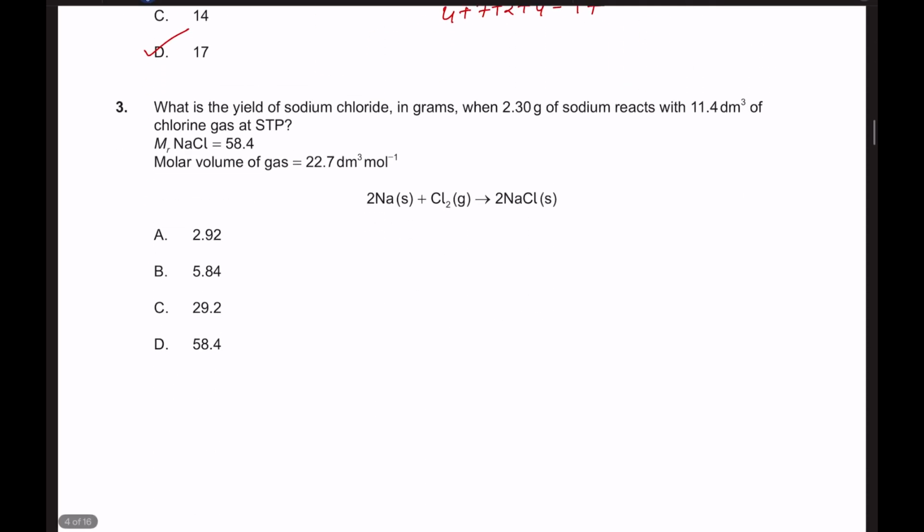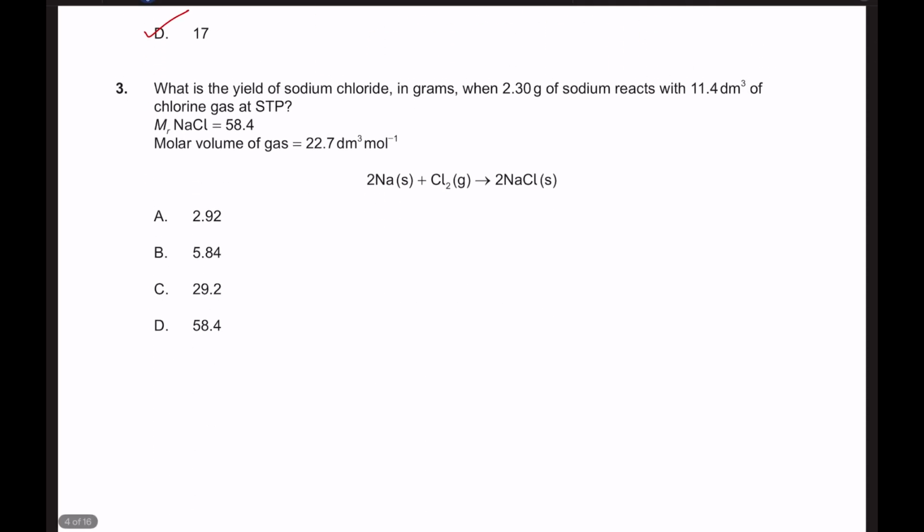Next one: what is the yield of sodium chloride in grams when 2.3 grams of sodium reacts with 11.4 dm³ of chlorine gas? So first let's find the moles of sodium. Moles of sodium is 2.3 divided by the molar mass of sodium, 23. This gives me 0.1. Moles of Cl2 will be 11.4 divided by 22.7. So 11.4 times 2 is 22.8, so this is approximately equal to half, or 0.5.